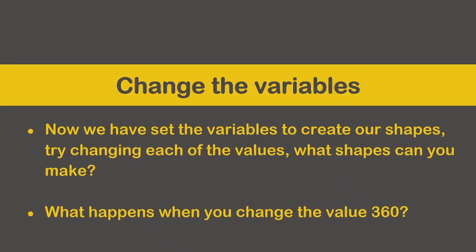Now we've set the variables, try and change the values and see what happens to your shape. What other shapes can you make? And see what happens when you change the value of 360. With a square, if you use the value of 300 divided by the number of sides, what shape would we get?